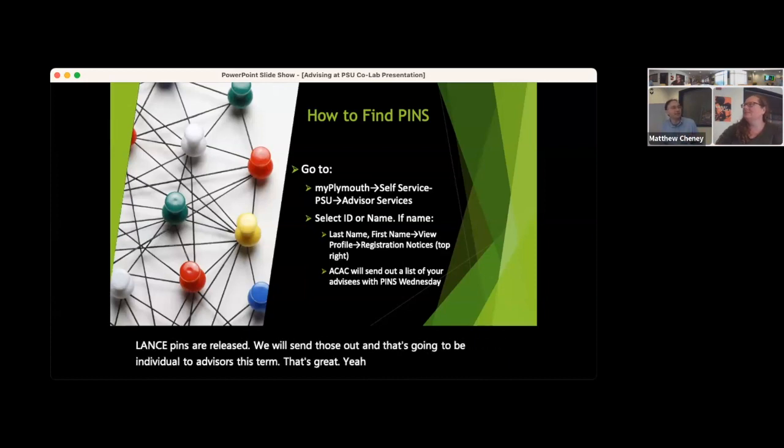That's great. Yes. Last term, because of staffing troubles, you had to send everybody's PINs. Oh yeah, it was all or nothing last semester. But we've stabilized, so we will do it individually. Great, folks. That's great, because that's a lot of work from your office. It is. But thank you for doing that.